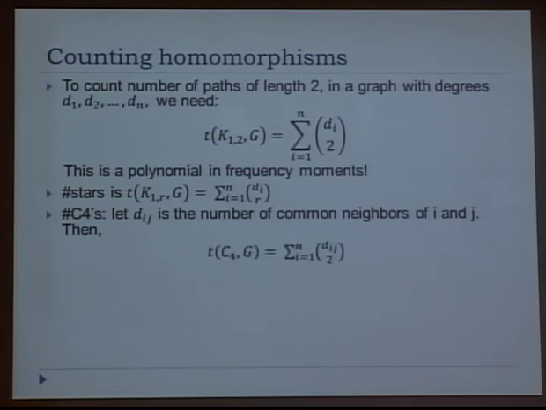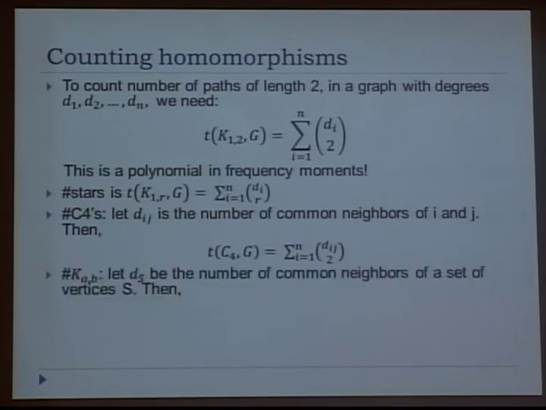And then the number of C4s is dij choose 2, because you have to pick a pair of common neighbors. And similarly, if you want to do complete bipartite subgraphs A cross B, you can define the common degree of a subset of vertices, DS. For a subset of vertices, DS is the number of vertices they all have as a common neighbor, and DS choose B gives you the number of bipartite graphs A cross B.